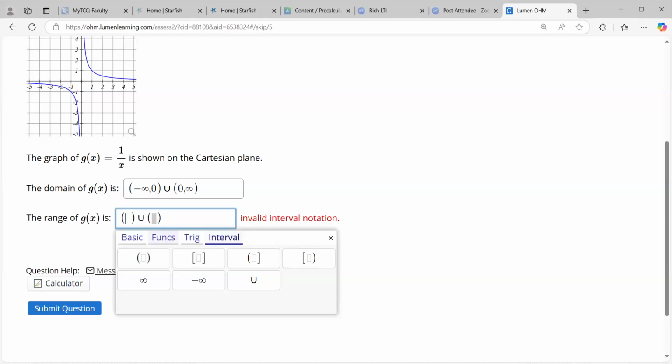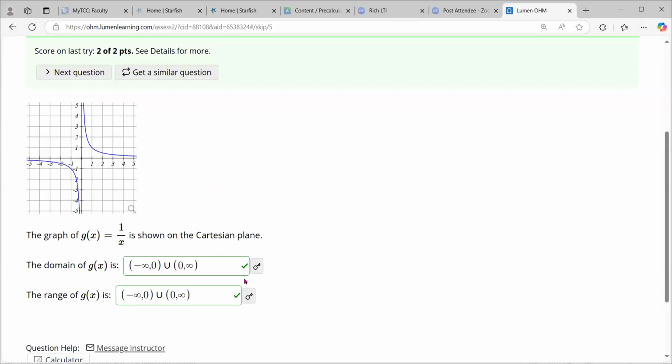This is negative infinity. Oh, it has a negative here, to 0. Here's a 0 to positive infinity.